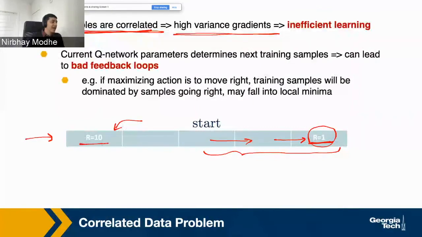It may never know that if it takes different actions from what it's currently taking, it may lead to a reward which is higher than the reward it's currently getting, because this is not the truly optimal thing to do. The best thing to do in this environment is actually to go left.